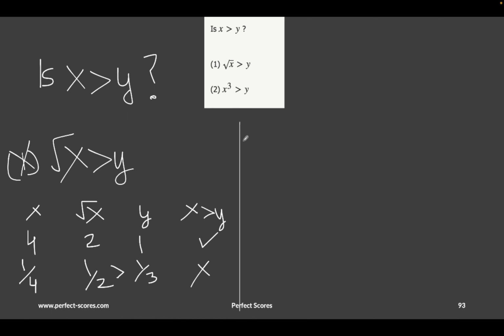So we'll move on to the second statement. I got a yes and I got a no, so that means I was able to disprove this particular statement. So let's move on to statement 2 here. Statement 2 says x cube is greater than y.